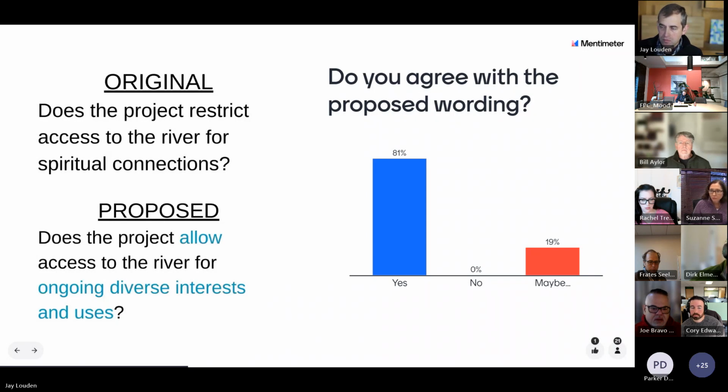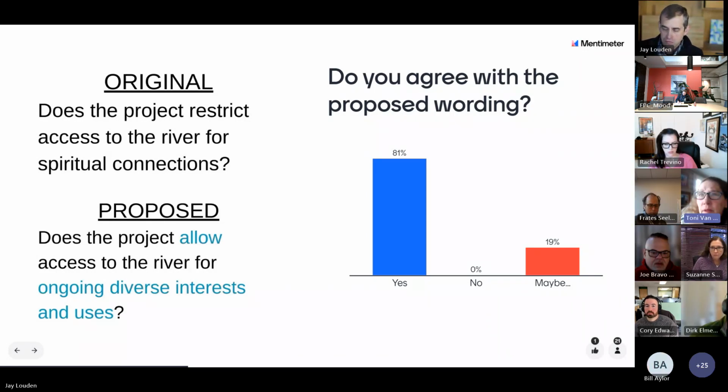I think that we need to keep spiritual. I think we're damned if we do and damned if we don't on it. But I think there needs to be a reference to the spiritual and ongoing diverse interests. So that was quiet. You got that, Allison? Yeah, I did.